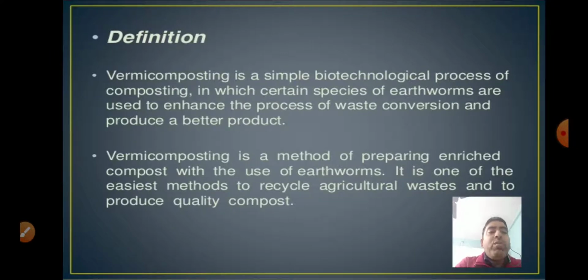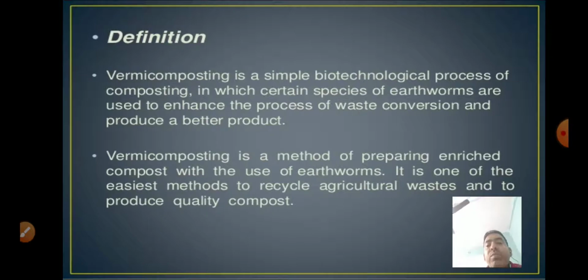Compost is a natural fertilizer. It contains the nutrients required for the growth of plants, so compost is used as manure for growing plants. The process of converting biodegradable waste materials into compost by the action of microorganisms is called composting.